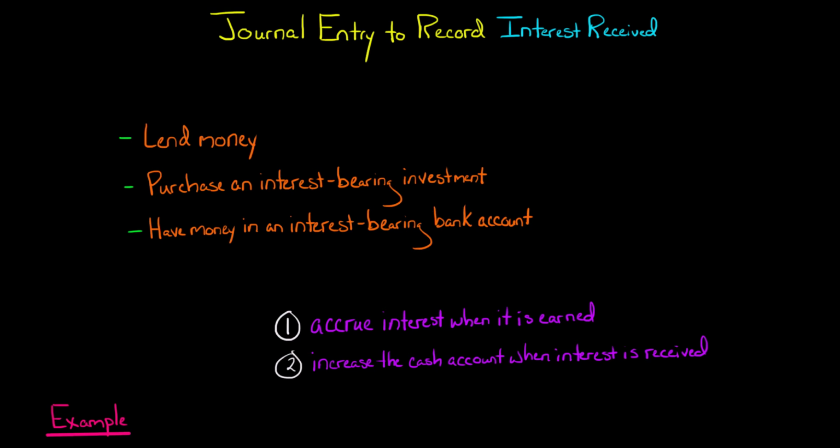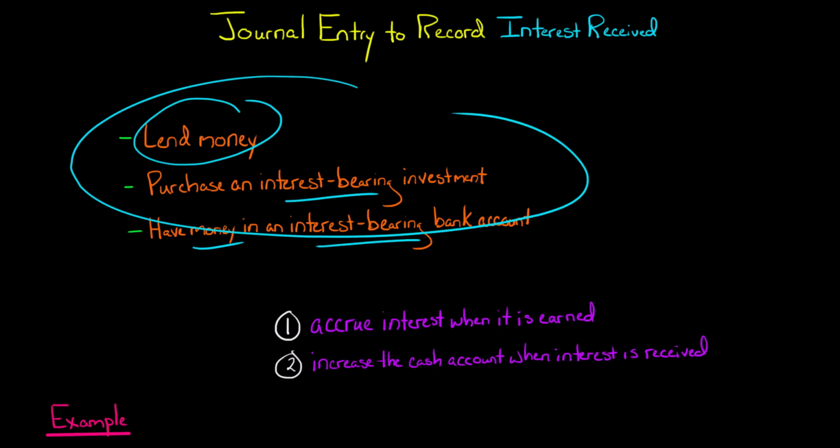In this video, I'm going to show you the journal entry to record interest received. Now, a company can receive interest in several different contexts. It might have lent money, it might have purchased an interest-bearing investment, or it might simply have money in an interest-bearing bank account. Now, here's the common theme across all these situations.